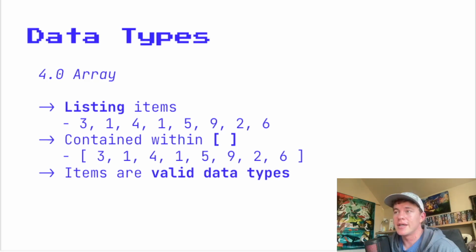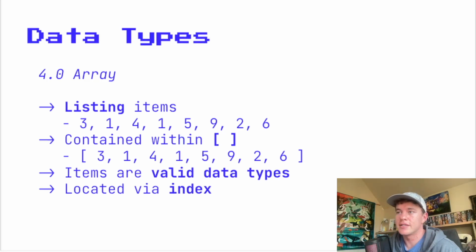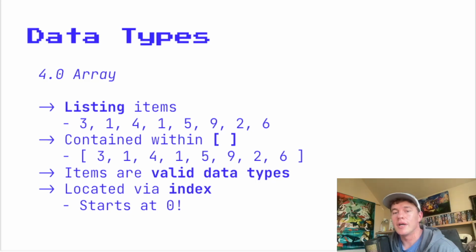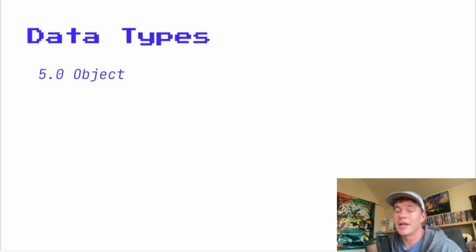And as I said before, the items within are all their own valid data types, and each of them is located via an index. So if we wanted to get the value at the third index, which value do you think it might be? You might be inclined to think it's the 4 value, because this is the first, the second, and the third. But one thing to know about lists or indexing inside of JavaScript is that it actually starts at 0. So the first element is at the 0th index, the second element is at the first index, and the third element is at the second index. So if we wanted to get the value at the second index, we know that's going to be the third entry.